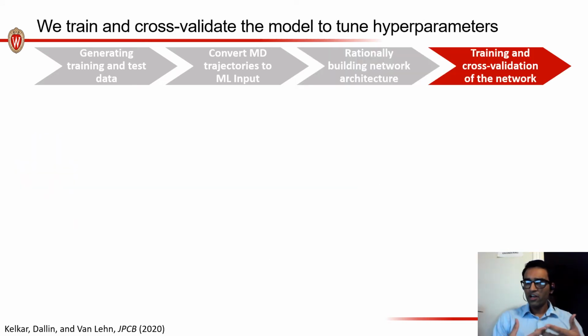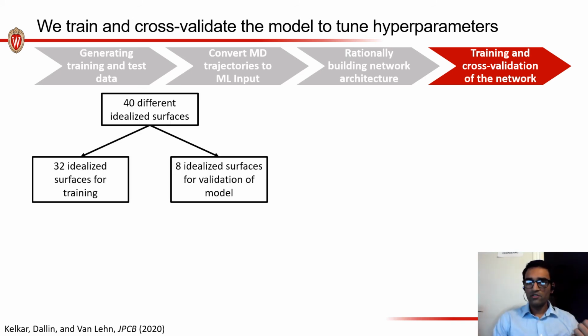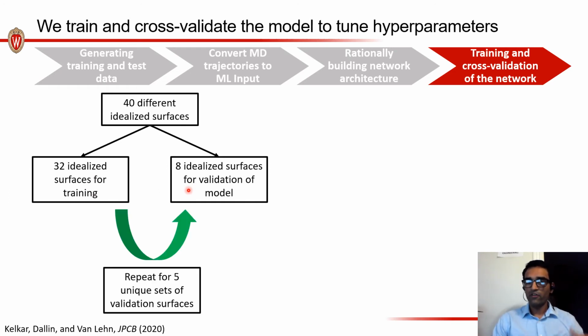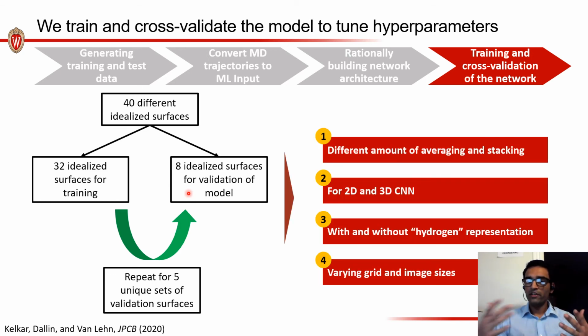Okay, now that we have our machine learning model set up, we want to train and cross-validate the network. So to do this, what we do is we take our 40 different idealized surfaces. We take 32 of those for training, and then we leave 8 surfaces out for validation of the model. And then we repeat this for 5 unique sets of validation surfaces. And we do this for different amounts of averaging and stacking. We do this for a 2D and a 3D CNN. We do this with and without the hydrogen representation, which encodes our orientational information, and we vary our grid and image sizes. And what I'm going to be talking about is the first 3, and we'll go to the results in a second.